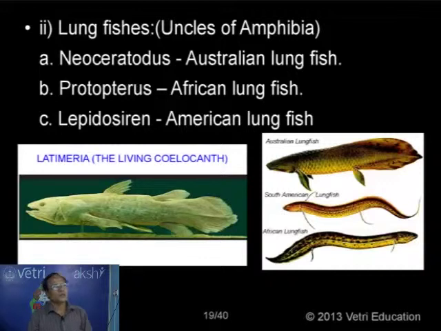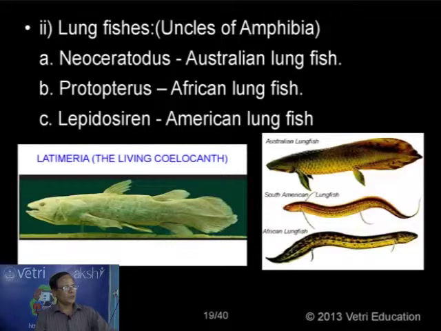Now the lungfishes show discontinuous distribution. What is the meaning of discontinuous distribution? They are found scattered only in limited areas, not continuous. The lungfishes are found only in Australia, South America and also Africa.